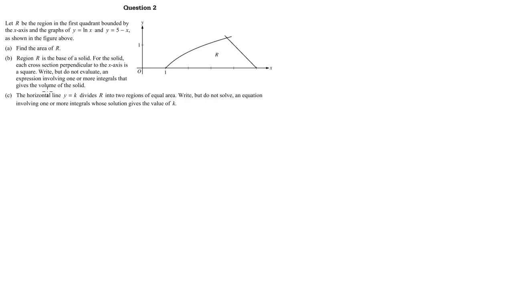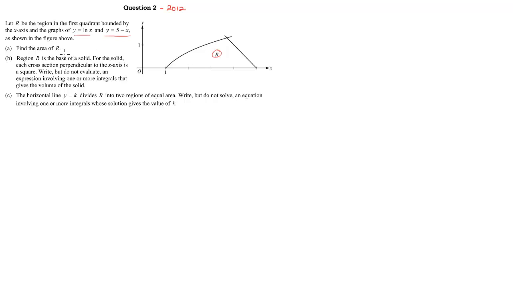Okay, so I'm going to go through this AP problem. It is question number 2 from the 2012 AP test, and I believe this was on both the AB and BC tests. So it says let region R be the region in the first quadrant bounded by the x-axis and the graphs of y equals ln of x and y equals 5 minus x, as shown in the figure above. And so this is the figure of these two graphs, and this is our region R as they just stated.